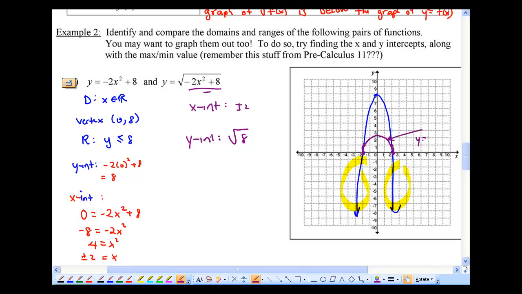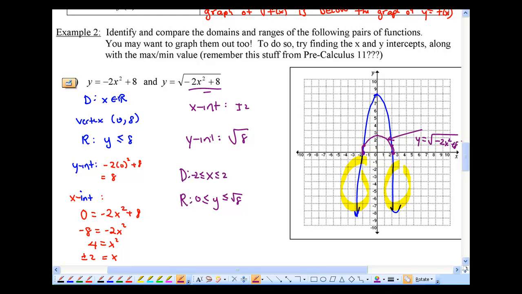That would be the square root of negative 2x squared plus 8. Notice your domain then, in this case, it's not all real numbers, but it's between the values of negative 2 and 2, your x-intercepts, and your range seems to be bigger than or equal to 0, and also in this case less than or equal to root 8.